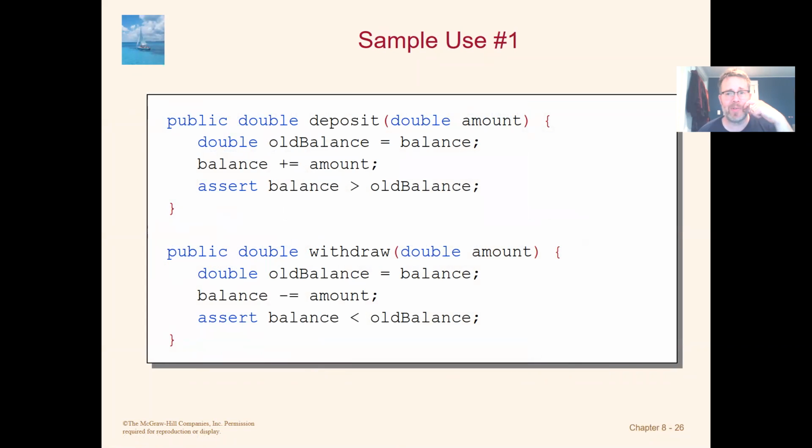So here's our example, exactly the stuff I talked about. We have a deposit, throw in some amount in your bank. You save your old balance as old balance, and then add the amount to your actual balance, and then verify after the deposit that your updated balance value is in fact greater than your old balance. Likewise, for withdrawing a certain amount, at the end you verify that your new balance is less than your old balance, as it should be.